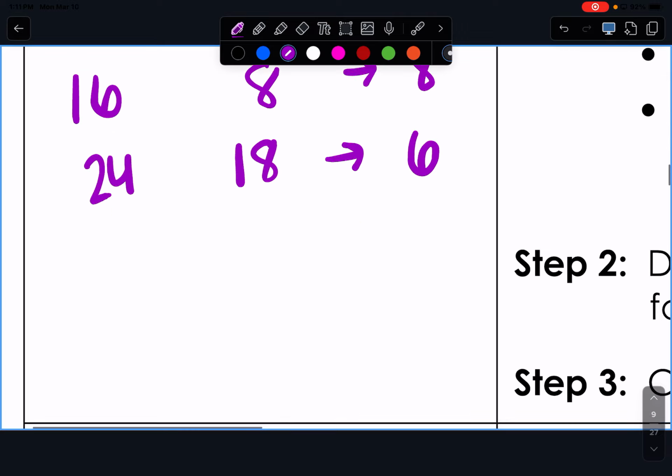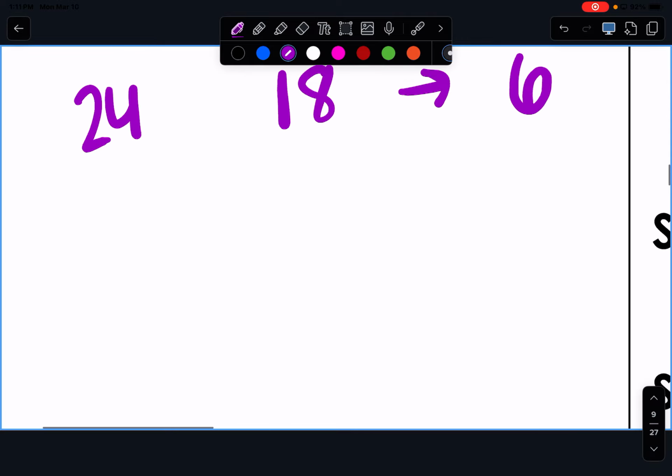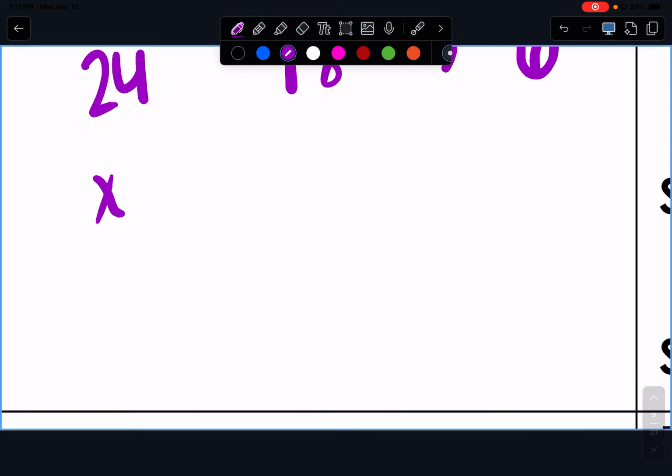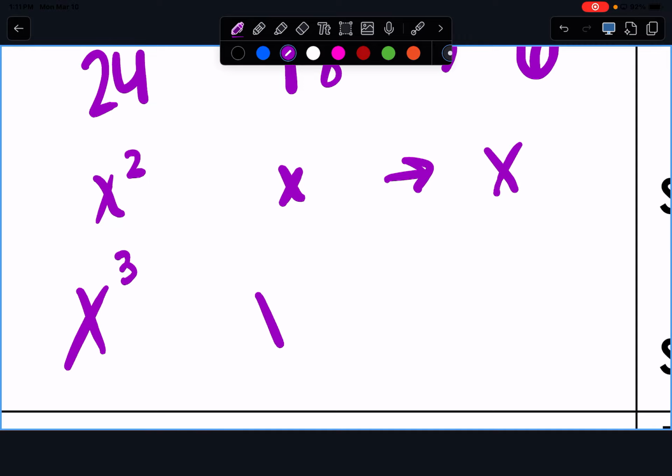Now, what happens when instead of looking at numbers, we look at variables? What if I have x squared and x? What's the GCF of that? X. What if I look at x to the third and x squared? What's the GCF there?